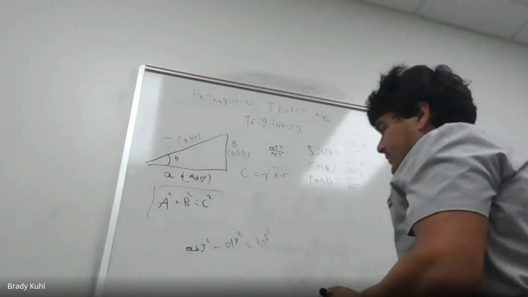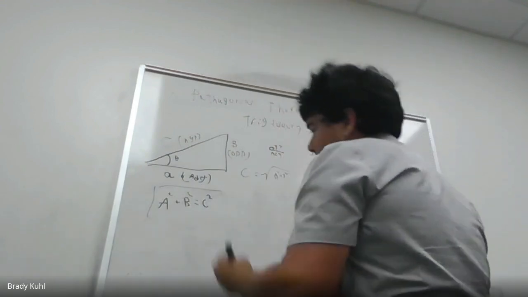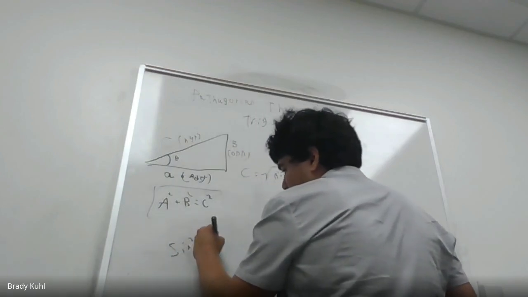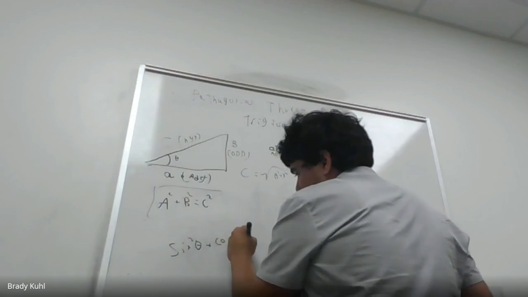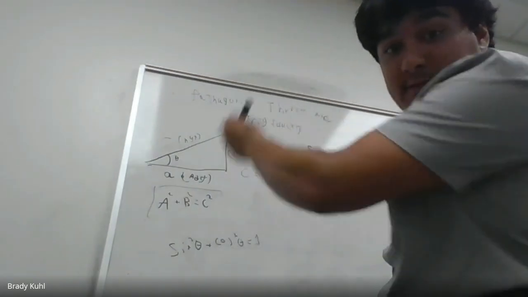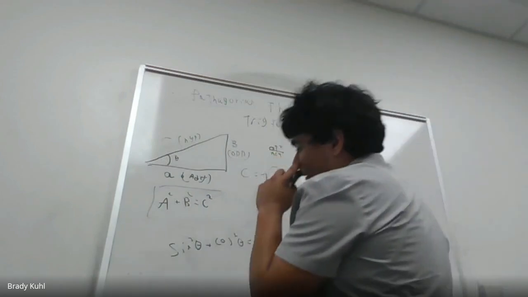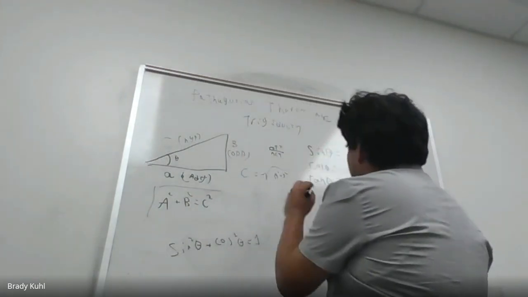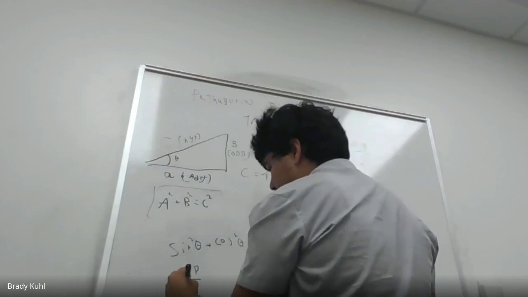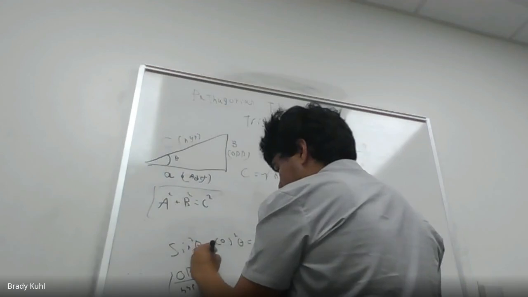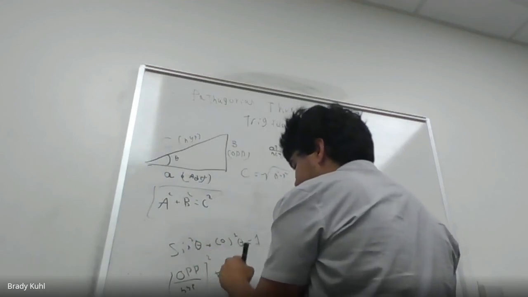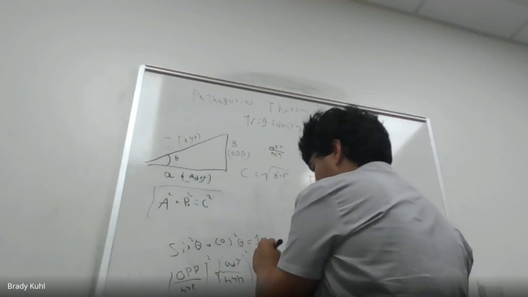It may not make sense when I put it like this, but you get this identity: sine squared of theta plus cosine squared of theta equals 1. I want to show how it correlates with the Pythagorean theorem. If sine of theta equals opposite over hypotenuse, you get opposite over hypotenuse, squared, plus adjacent over hypotenuse, squared, equals 1.